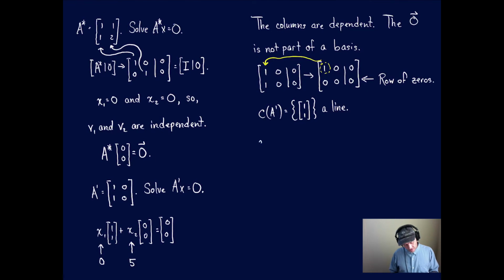And so we could say that the dimension of A prime is just 1. It just has 1 vector in it.